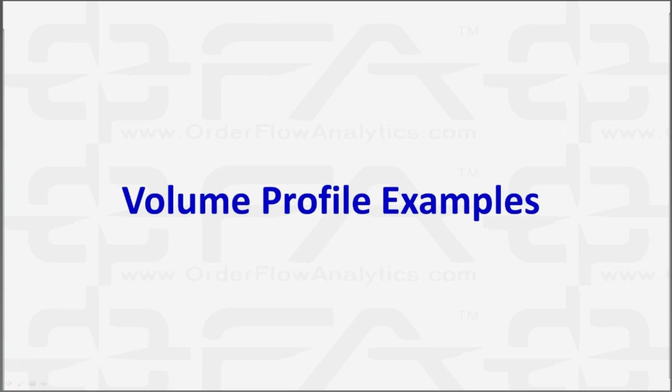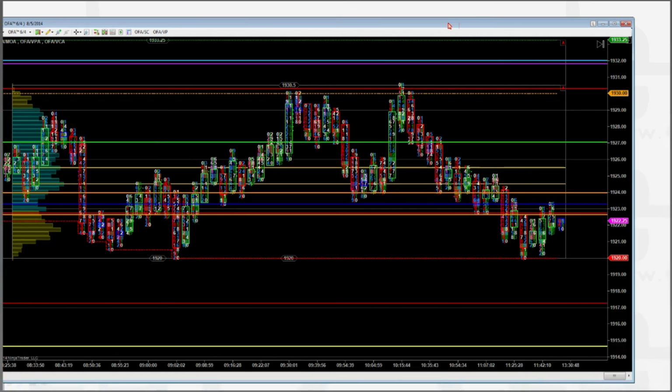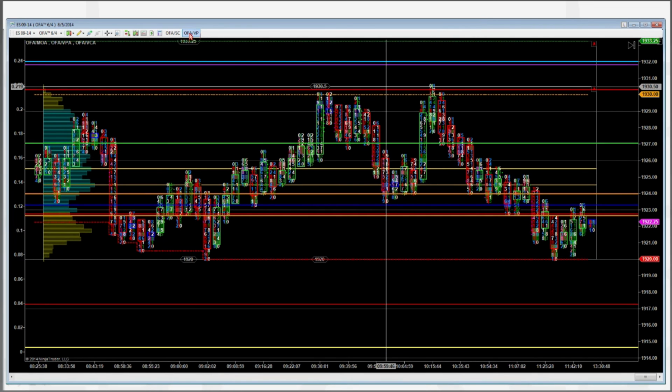Real quick, a question: how do you draw the profile using the OFA tool? That is something I want you to be able to do without question. Let me just show you quickly what you do to build the volume profile.